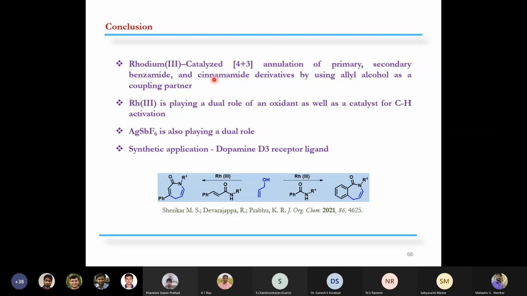So in summary, we have developed the 4+3 annulation of primary, secondary, and cinnamamide derivatives by using allyl alcohol as a coupling partner. In this reaction, the rhodium is playing a dual role, acting as an oxidant as well as a catalyst for C-H activation. Silver hexafluoroantimonate is also playing a dual role, that is Lewis acid as well as halide scavenger. One of the obtained products can act as a dopamine D3 receptor ligand.